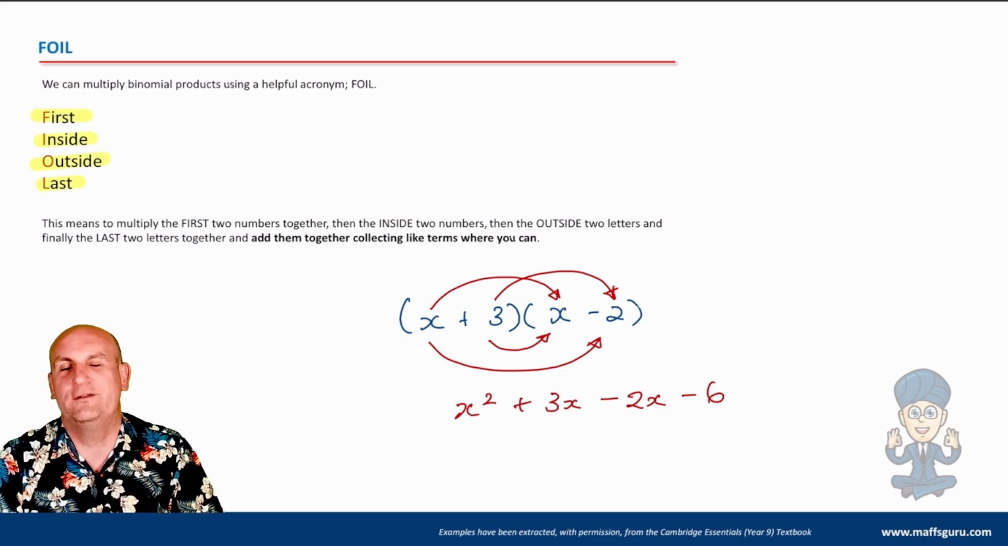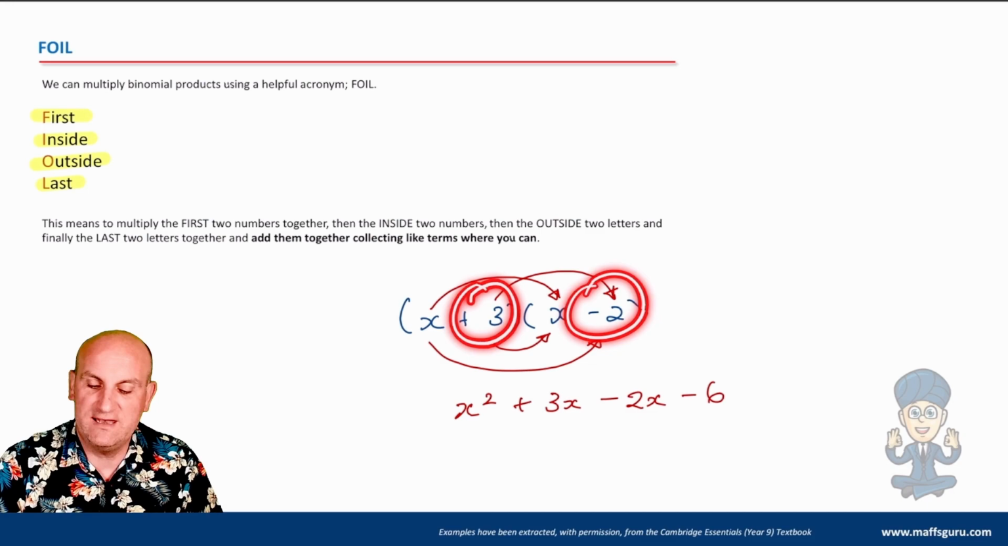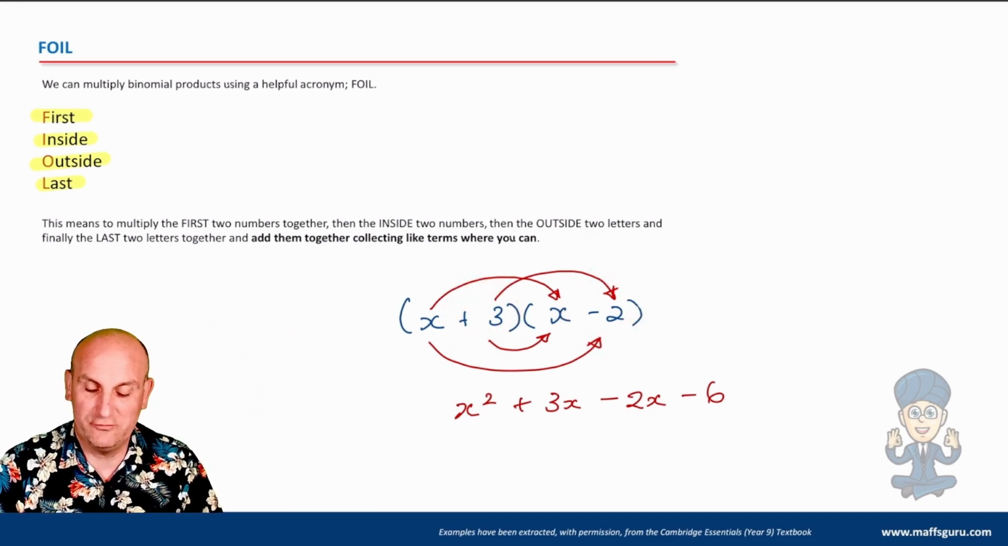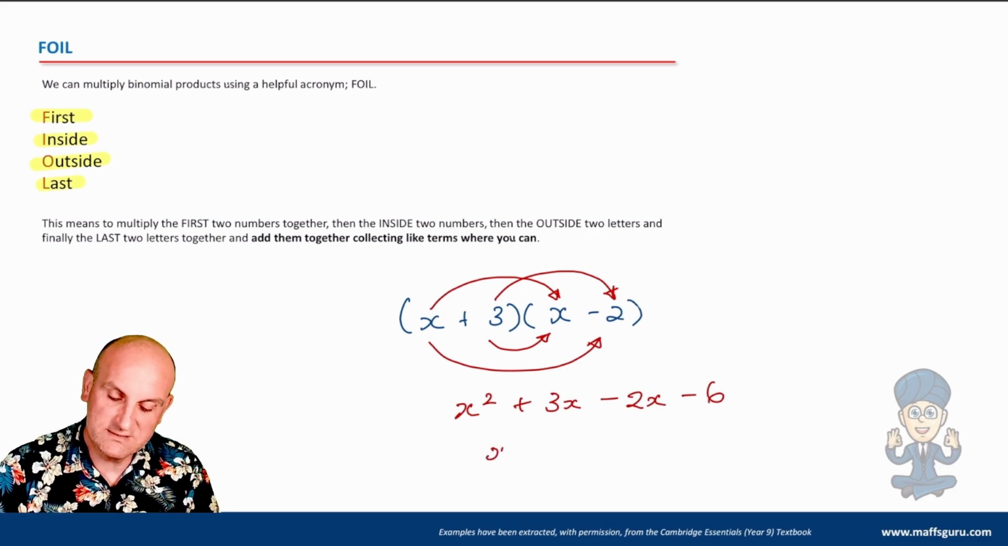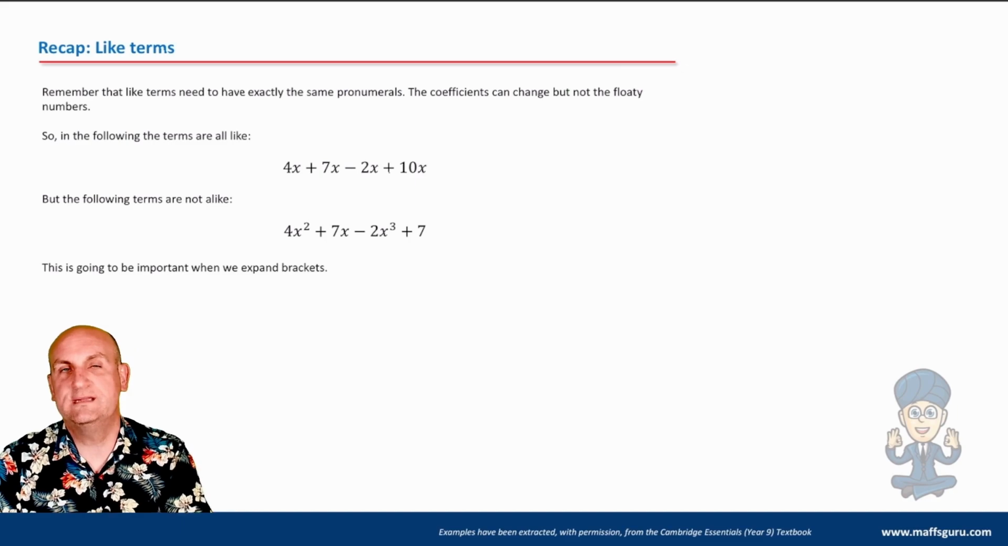Now, the reason I don't like doing that really is because of my positives and negatives. If I forget a positive or negative, it all goes horribly wrong. I like the grid method. I don't think it takes too long to draw that grid out. So again, if I was to simplify this, I'd have x squared plus x minus 6. Ka-ching! So again, it all comes down to like terms.